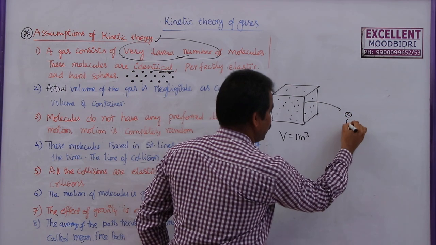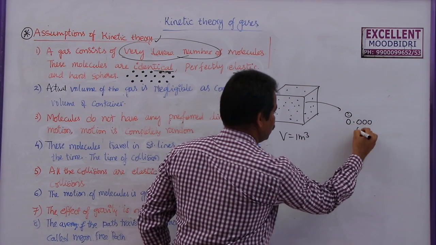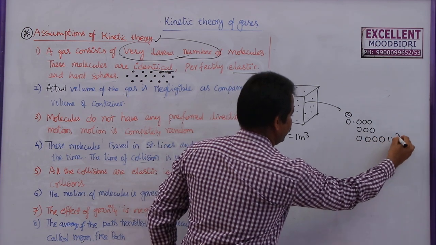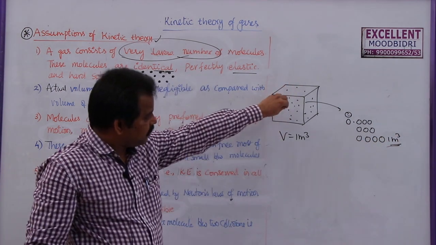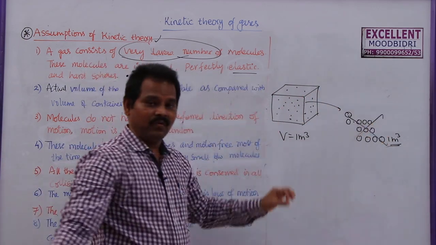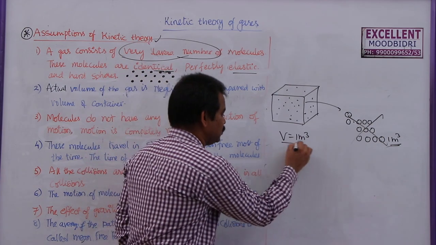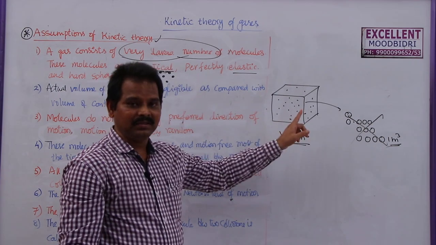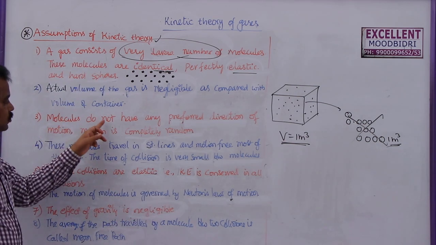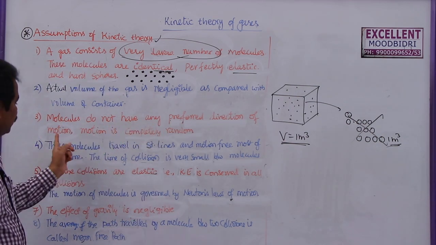So, if you compress all these gas molecules, we can compress the gas into a small volume, and this volume may be 0.00000000001 meter cube. So, we can compress the entire gas into a small volume also. But we should not consider this volume. While solving the problems, we have to consider the volume of the gas equal to the volume of the container only.